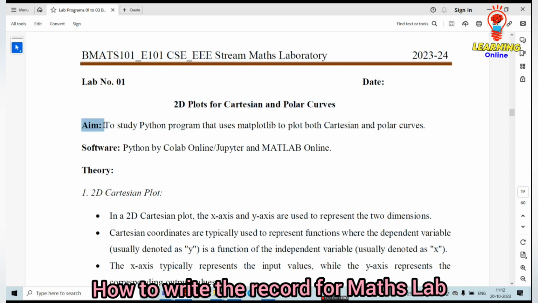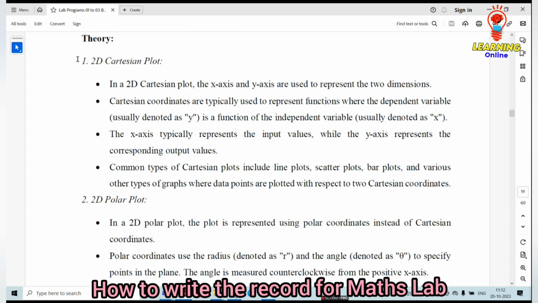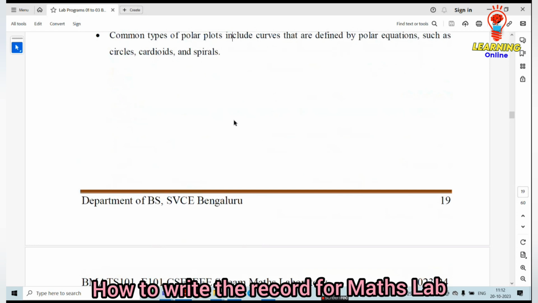Title, then aim. The heading you have to write using blue ink, then this you write using black ink. Then the software you used for your execution. If you have used Python, that is an online tool, you can mention that online tool. If you have used Jupyter or IDLE or Visual Studio, you can mention that. MATLAB we have not executed, so it is not required to write. Once I complete it, I will inform you what you need to write. Then theory. Write the theory heading, then the remaining explanation you can write as it is. The theory is mandatory for everyone to write.